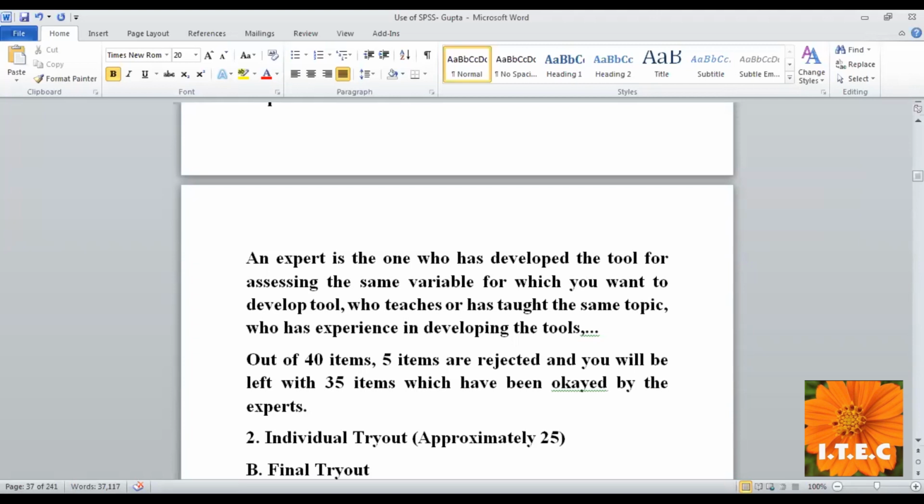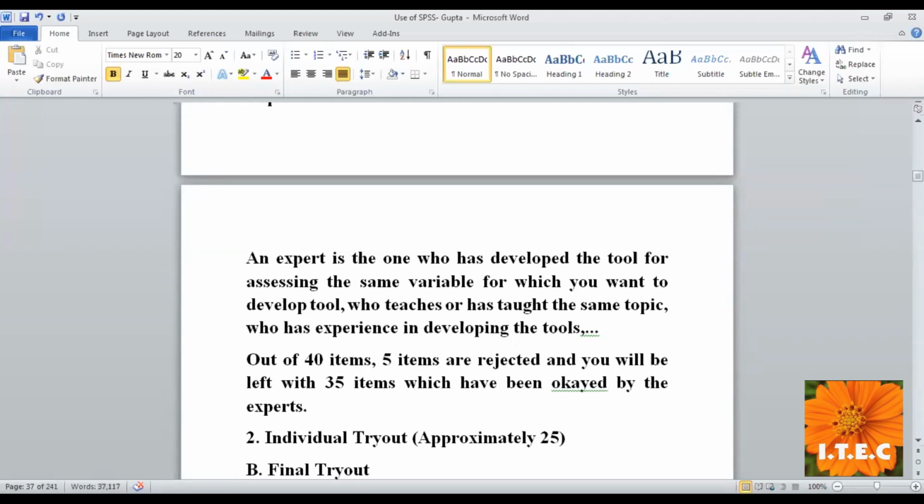And they should belong to your target group for whom you are developing the tool. And there must be male, there must be female, they must belong to different organizations, they must be from rural area, urban area, things of that variety, so that your tool will be applicable to a larger number of people. So this group has to be selected by you meticulously.